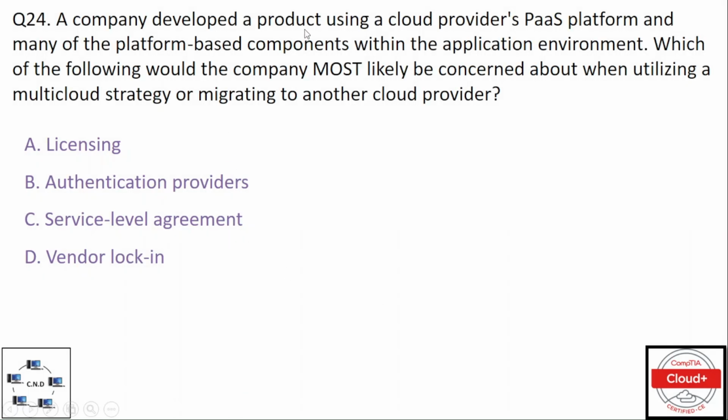Question number 24. A company developed a product using a cloud provider's platform as a service platform and many of the platform-based components within the application environment. Which of the following would the company most likely be concerned about when utilizing a multi-cloud strategy or migrating to another cloud provider? Option A, licensing. Option B, authentication providers. Option C, service level agreement. And option D, vendor lock-in. And the correct option is option D, vendor lock-in.